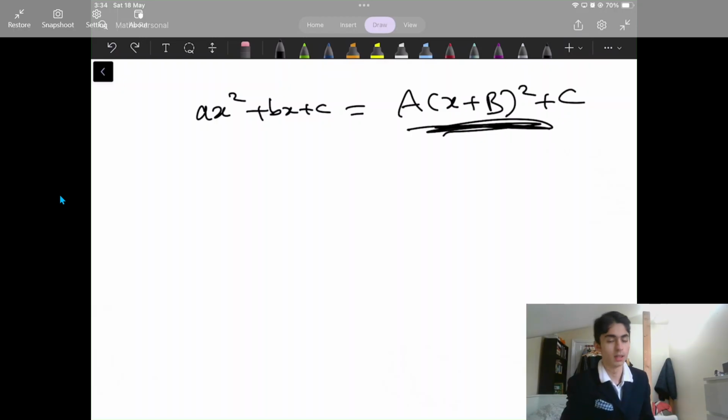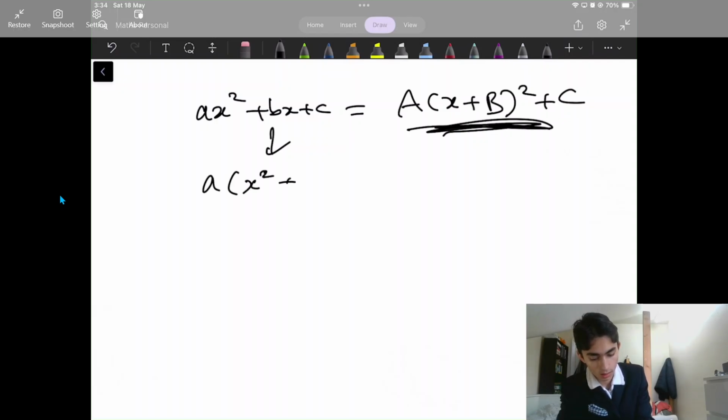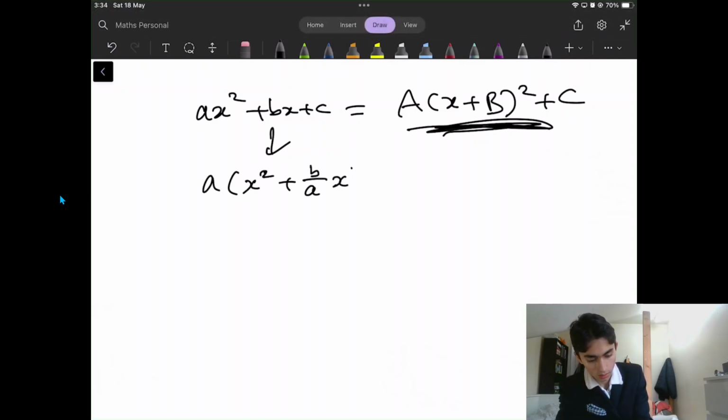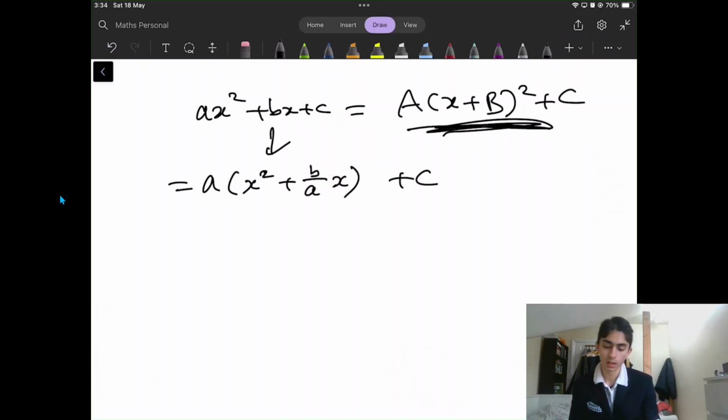I'll just put my cursor away. There we are. So essentially, how do we get there? First, we have to factorize out a like this, right? The reason we're going to do this is because we want this coefficient here to be 1 to make our life a little bit easier.